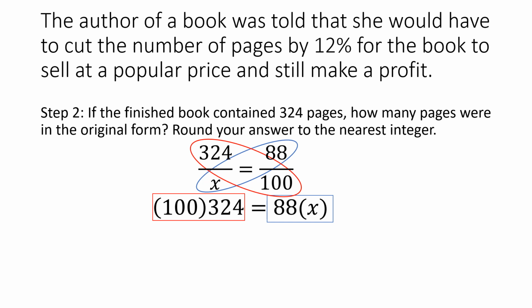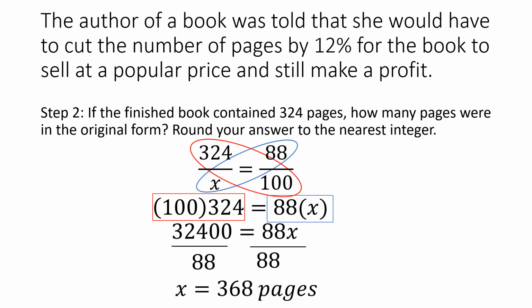So then we're going to simplify. We're going to do the multiplication. So we get 32,400 equals 88x. Then we're going to divide both sides by 88, since 88 is attached to the x. And when we do that, we're going to get x equal to 368 pages.